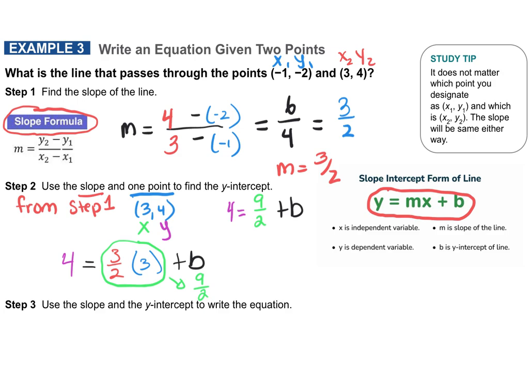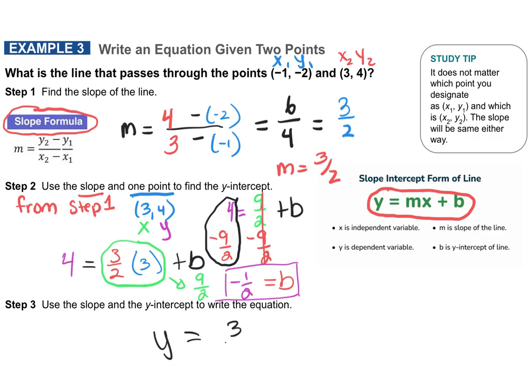Because 9 over 2 is positive, the opposite would be to subtract. So I am going to subtract 9 over 2 on both sides. Remember, even though it is a fraction, we are still dealing with just one number. Once I simplified, I found out that b is equal to -1/2. So now I have my two numbers that I can use to write in my formula. So y equals m, 3 over 2, x, b is -1/2.